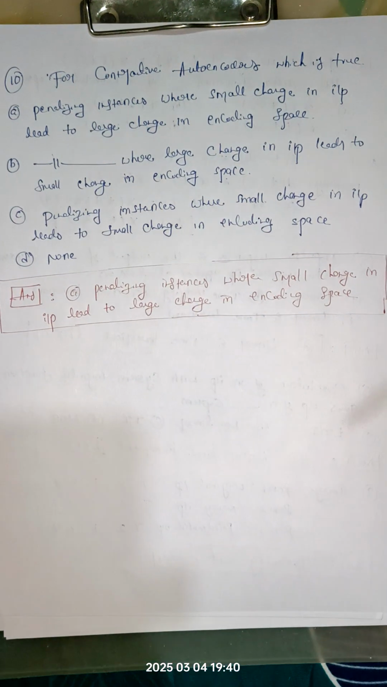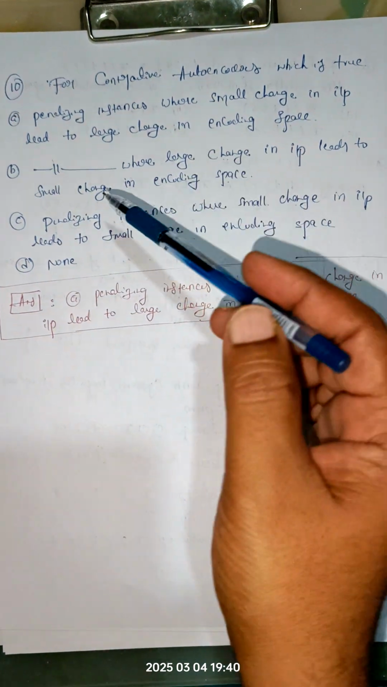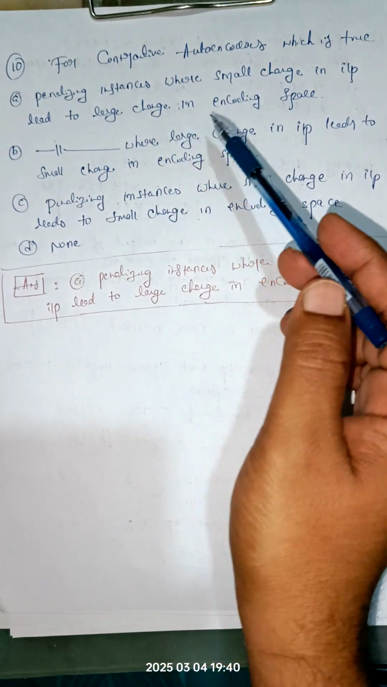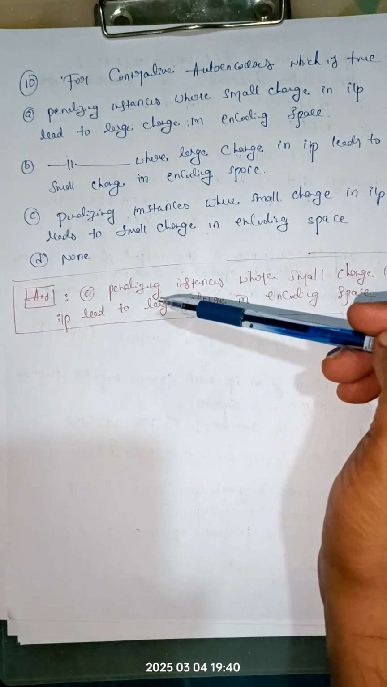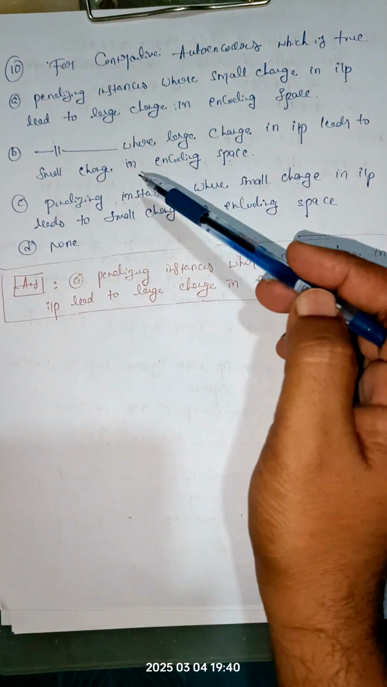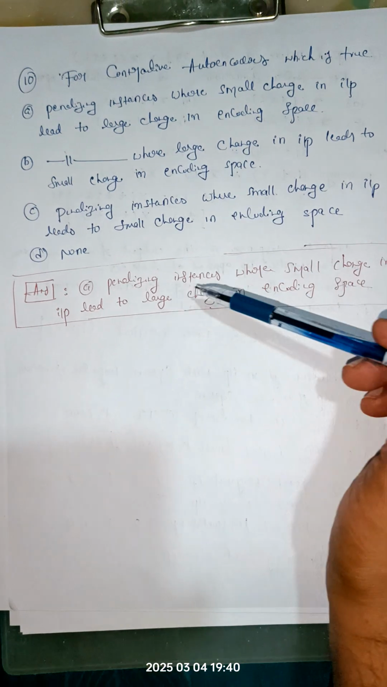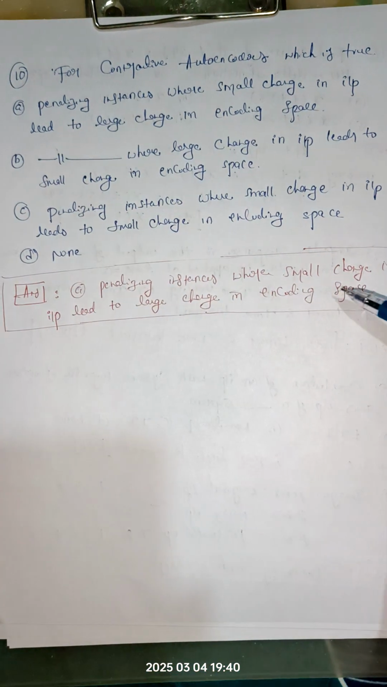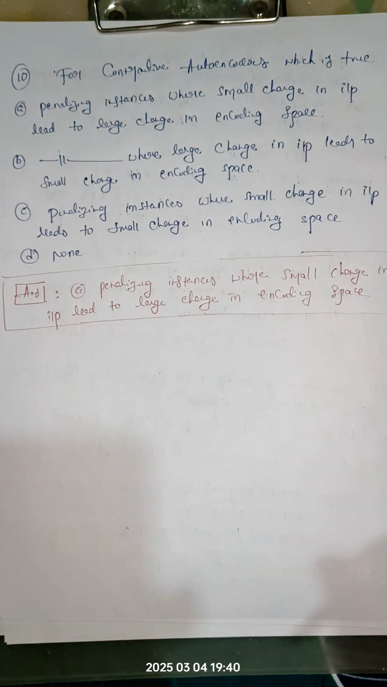10th one, for contractive autoencoders, which is true. First statement is given: penalizing instances where a small change in input leads to a large change in encoding space. This is the correct option, so no need to read the other three. The others are: large change in input leads to small change, and small change in input leads to small change. No, penalizing instances where a small change in input leads to a large change in encoding space is the contractive autoencoder correct answer.